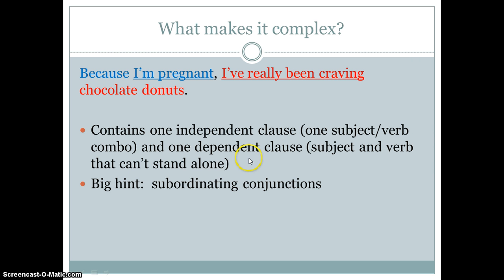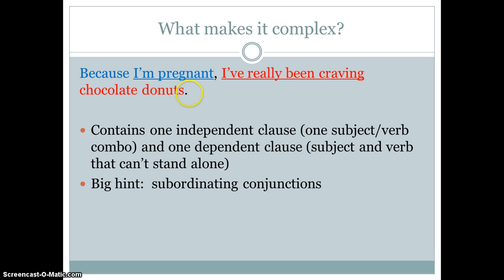Okay, and then one dependent clause, which contains a subject and a verb, but it cannot stand alone. So because I'm pregnant is that dependent clause. If you tried to use this as a sentence, it would be incomplete. It would be a fragment. So here's your dependent clause. Here's your independent clause. That makes a complete sentence.